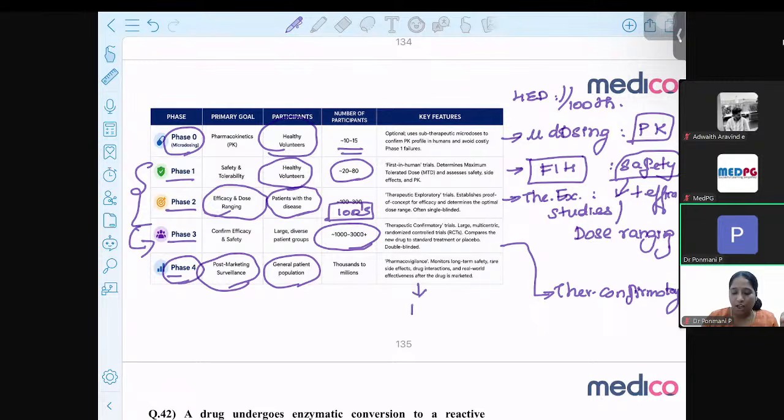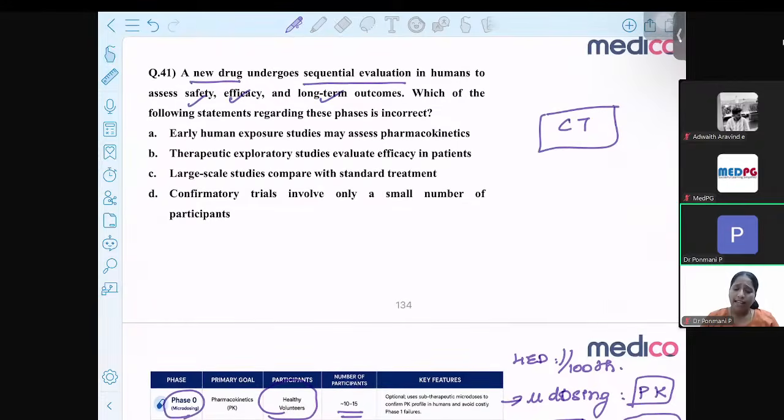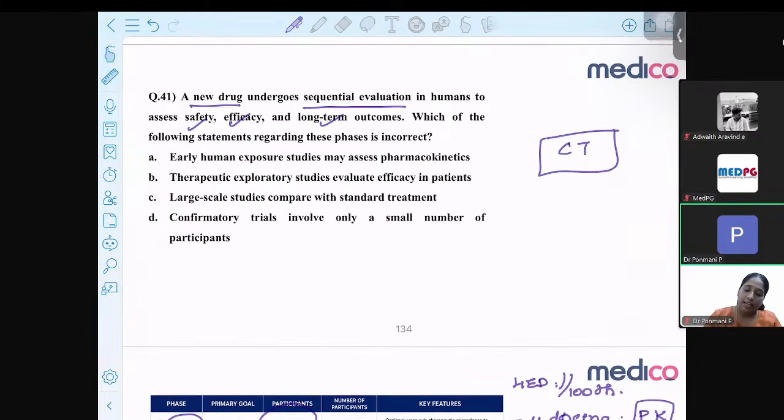And this is called pharmacovigilance studies. Okay. So now what are they telling about the clinical trial? Early human. So they are asking which is incorrect. Okay. So please remember that.